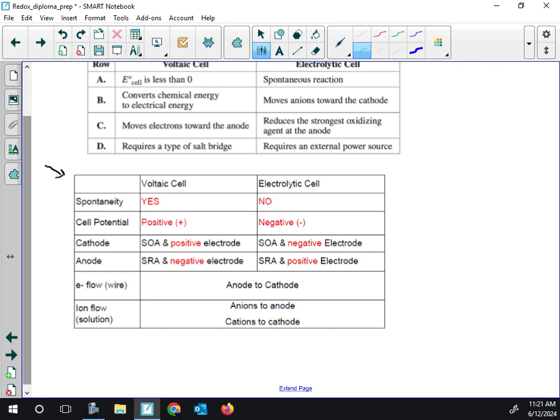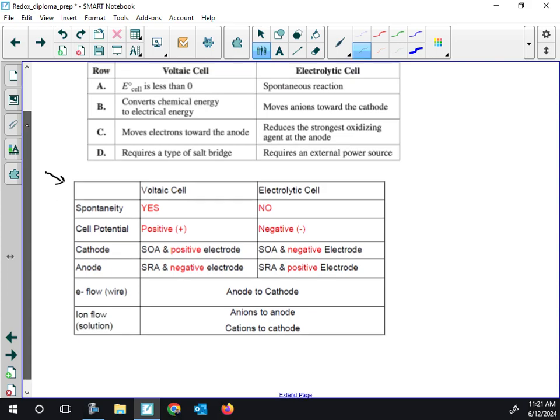label this in the external part of the cell. Anions go to the anode, so I remember vowel to vowel, and cations always move towards the cathode, so consonant to consonant. Now the electron flow is always in the external cell, whereas the ion flow is inside your cell.